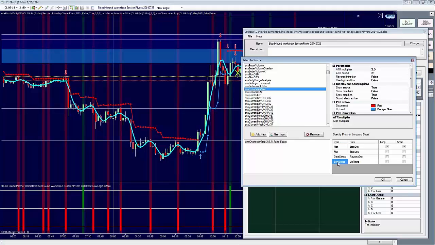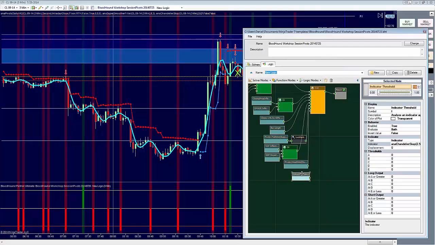So we have this bool series right here. What that is, a bool series is a true or false. If it's true, then it's set to 1. If it's false, it's set to 0. In this case, the uptrend is set to true, which is 1, and the downtrend is false, which is 0. So we use the bool series for the trend and the threshold solver.